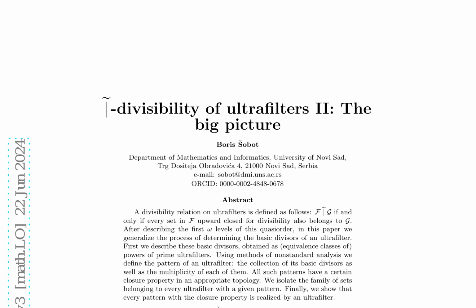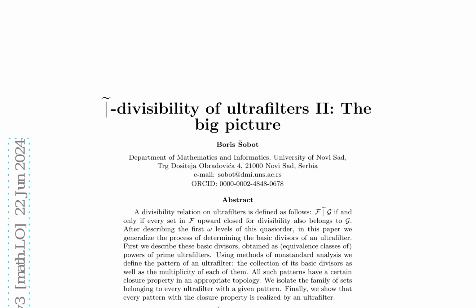The paper describes the first omega levels of the quasiorder and provides a framework for determining the basic divisors of an ultrafilter. The authors utilize methods from nonstandard analysis to define the pattern of an ultrafilter, consisting of its basic divisors and their multiplicities. These patterns are shown to have a certain closure property in an appropriate topology.